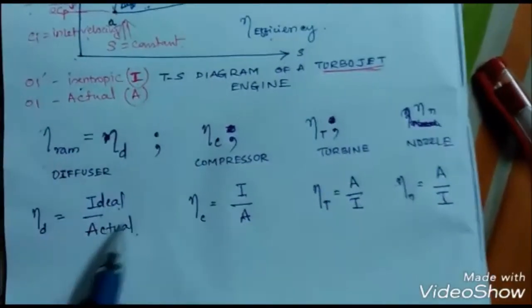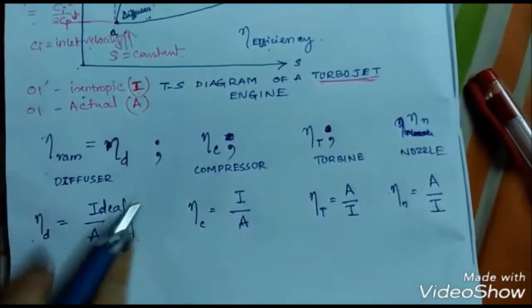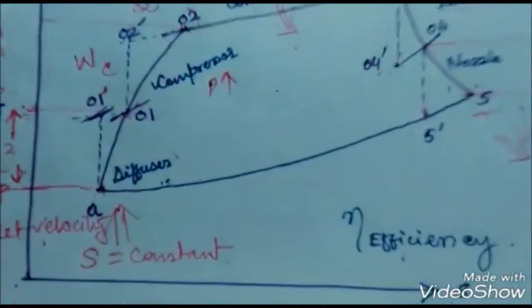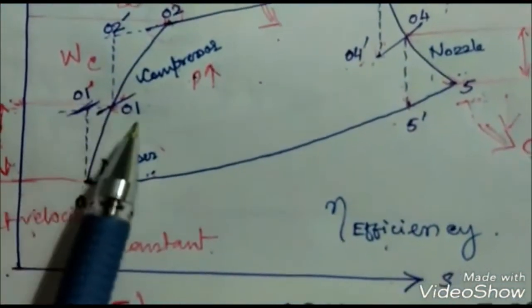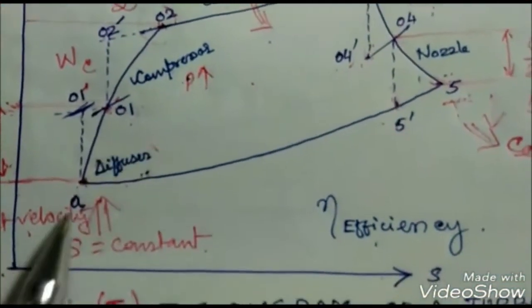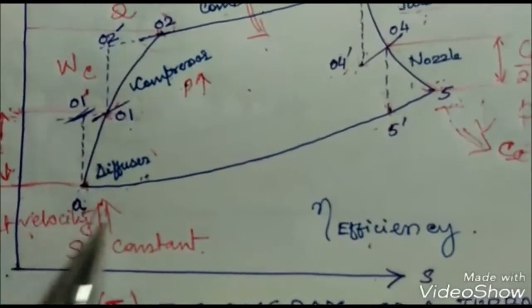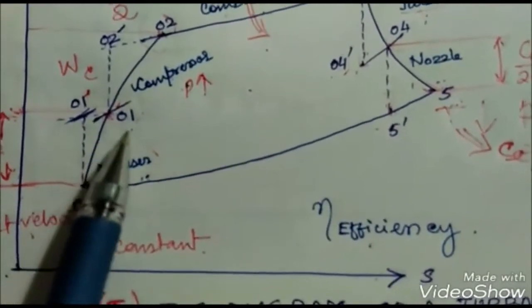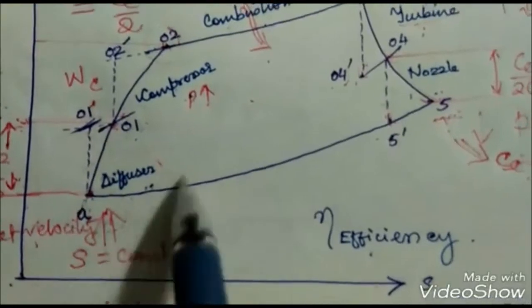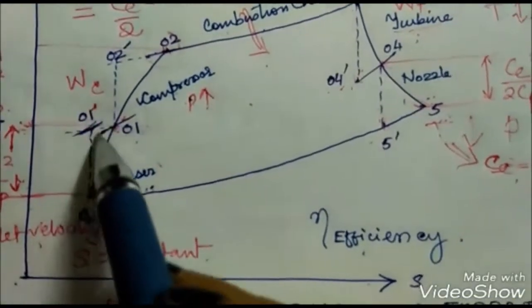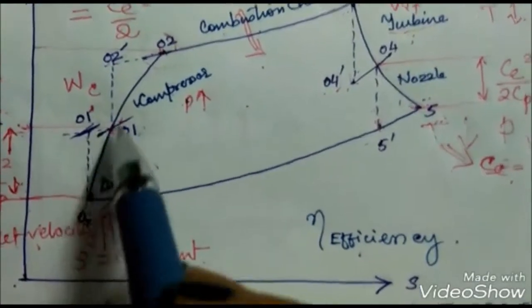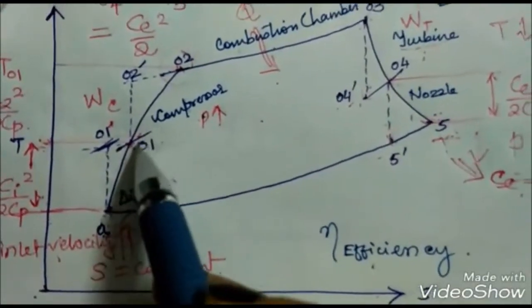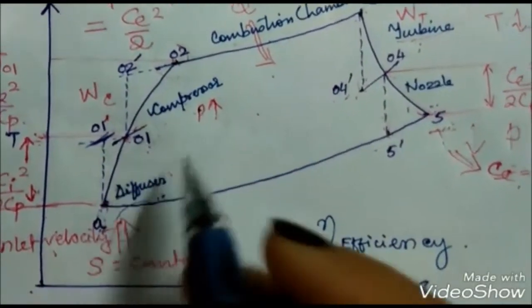Now we focus on the diffuser. See the diffuser correctly. What we have are points A and 0, 1. A and 0, 1 is the actual point, and A and 0, 1 dash is the ideal or isentropic point. Now which is higher in temperature? 0, 1 dash is higher.